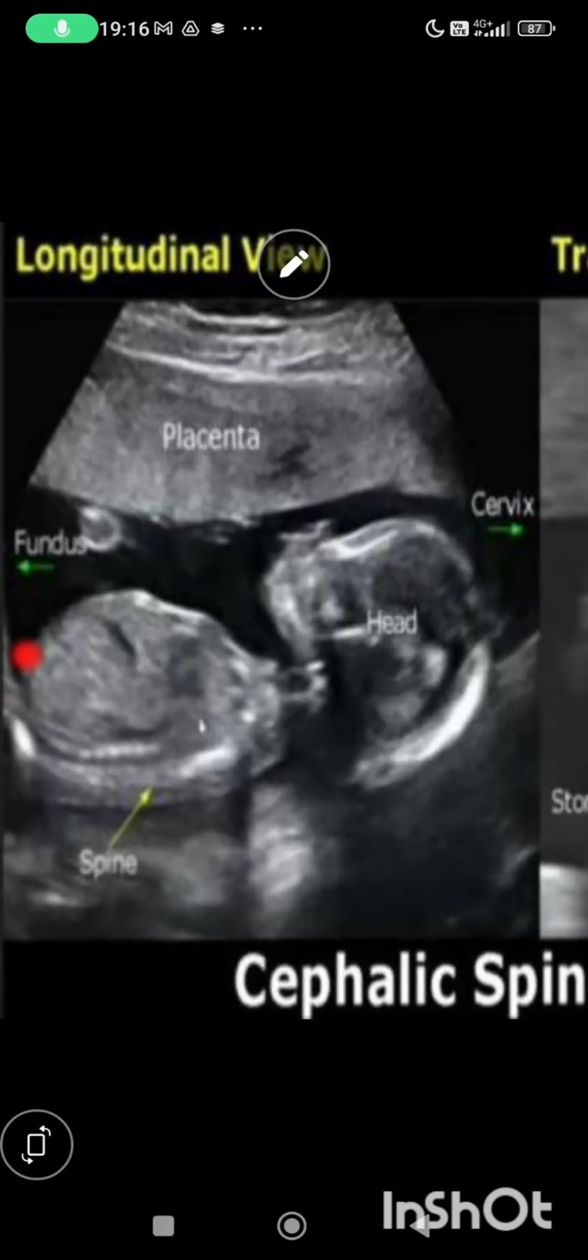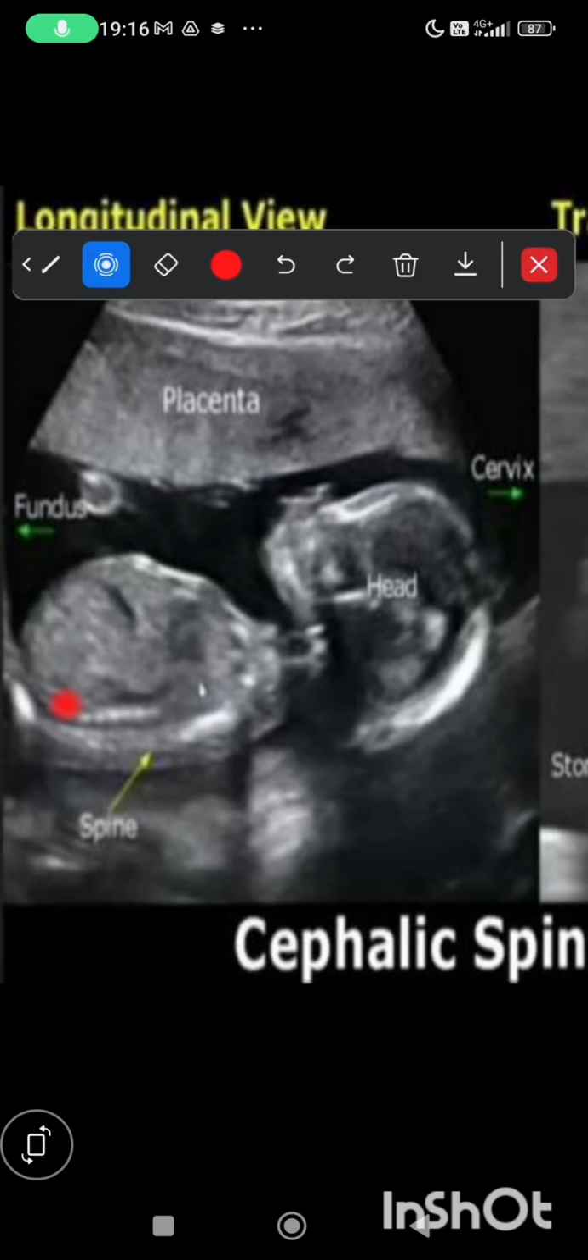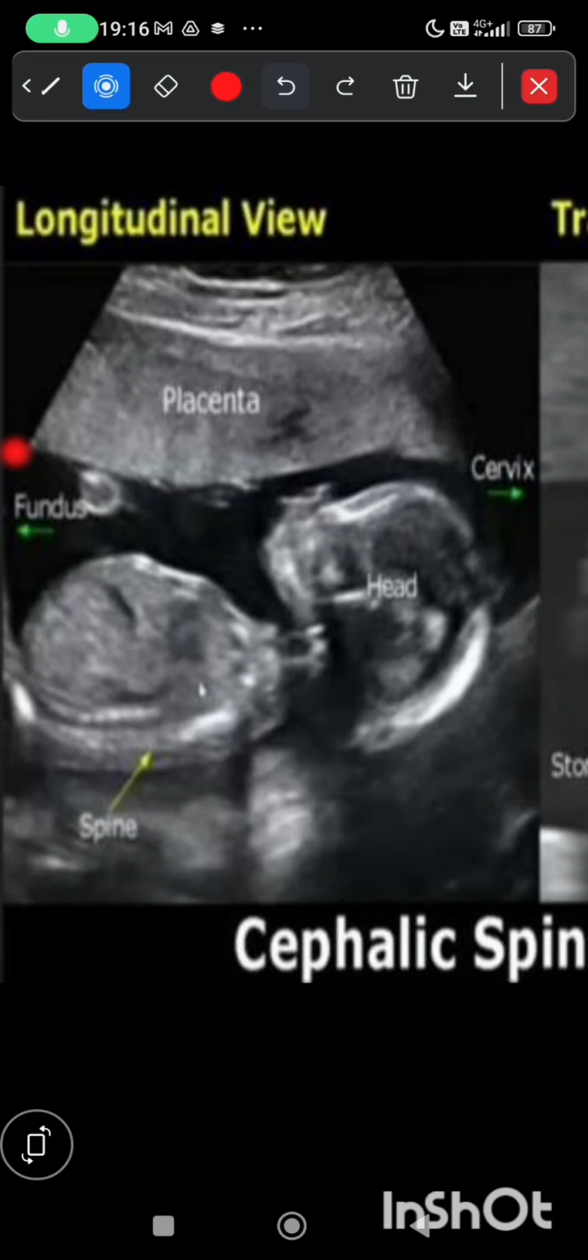If we get this type of image in the exam and they tell you that the probe is placed in the sagittal orientation, what is the presentation of the fetus? You can easily answer it is cephalic because the head is toward the cervix, and if the head is toward the fundus, then it will be breech. In this type of question, probe position is very important.